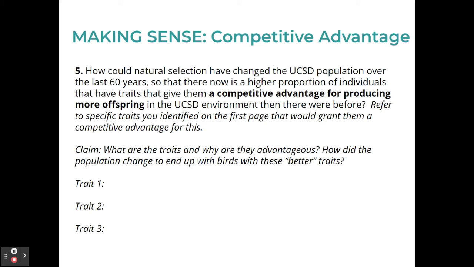Being bolder, for example. Being bolder allows them to access more food and water resources and to find more nesting places. Another trait that would be advantageous for producing more offspring would be the longer breeding season and raising more broods. That's advantageous because the more broods you can raise, the more that your offspring are likely to survive.